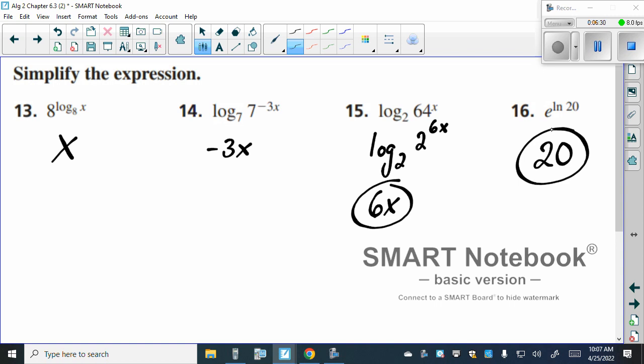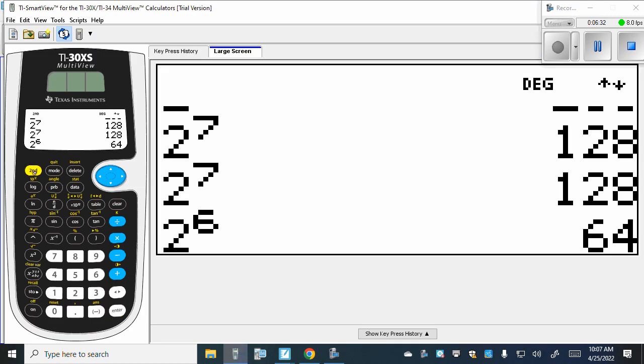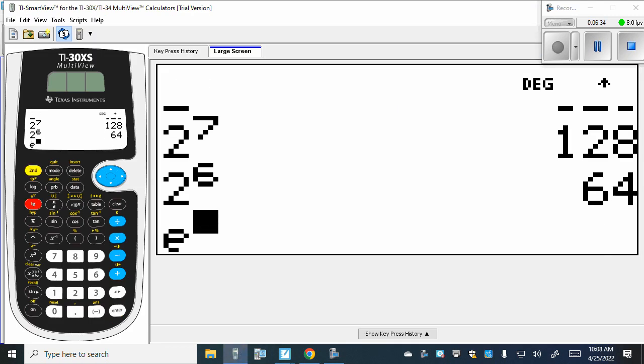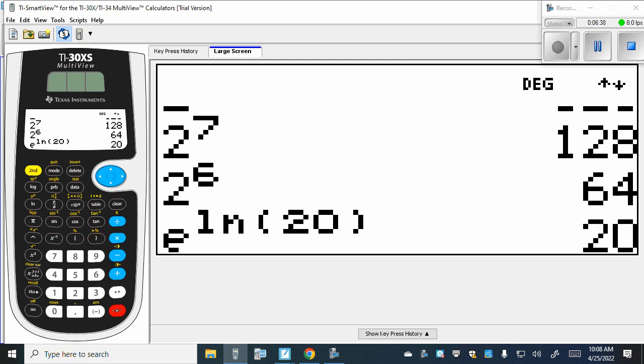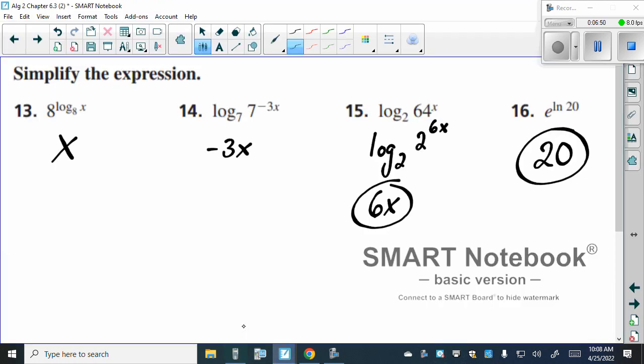And this one here, we can actually plug into a calculator. Because we can say secant e to the ln of 20 into 20. Some of the others we can't type in because we can't type in the variable x. But if it's just straight numbers, we can. Any questions on any of these here?